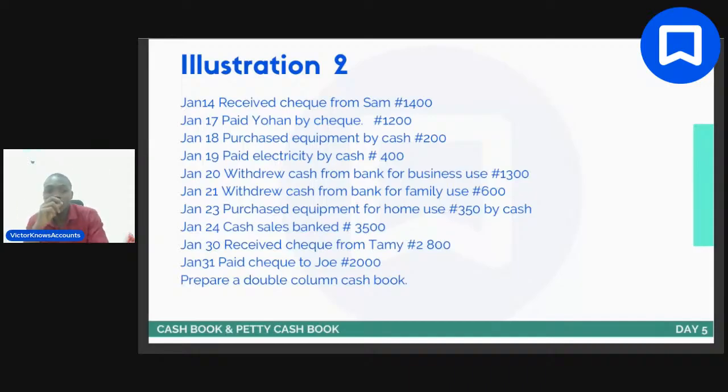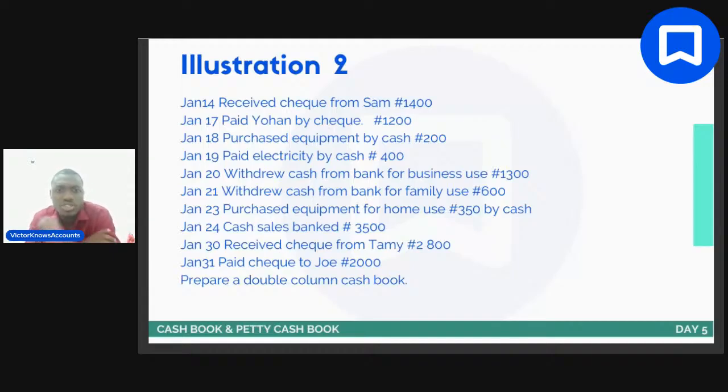Is a contra entry. Now we also have purchased equipment for home use, 350 naira by cash. So that's cash column. Cash sales banked, 3,500 naira. That is what? A contra entry. Is that fine? Cash sales banked.